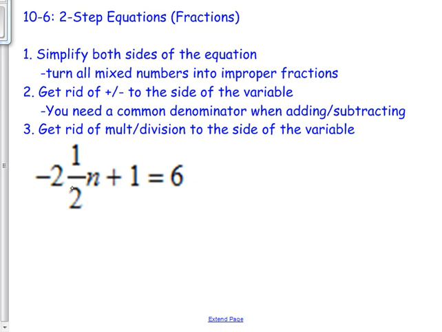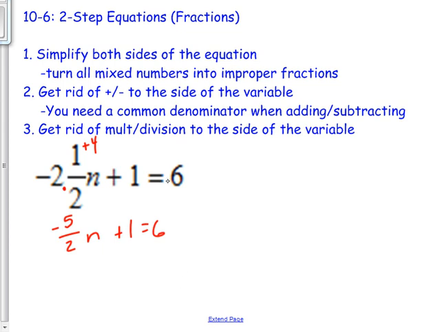So here to get started, we need to do step 1. We need to turn this mixed number into an improper fraction. So we'll do 2 times 2, that is 4. So I like to write plus 4 up here. So that's going to turn into negative 5 halves n. Again, 1 plus 4 is 5, and the denominator stays the same. So I have plus 1 is equal to 6.